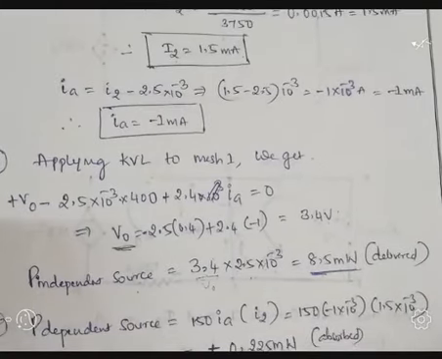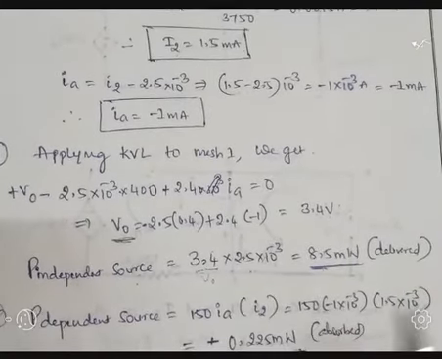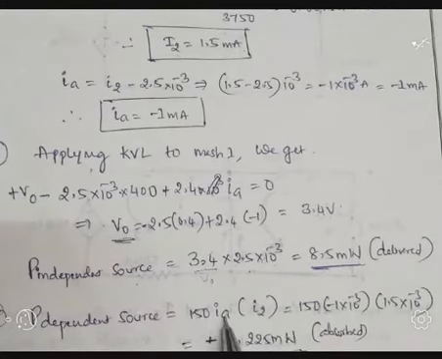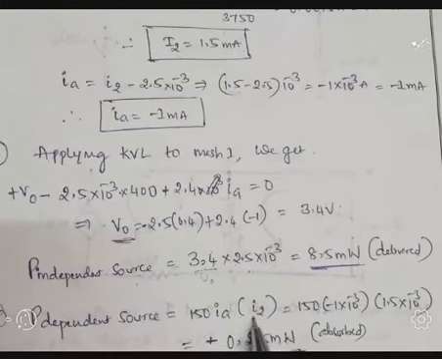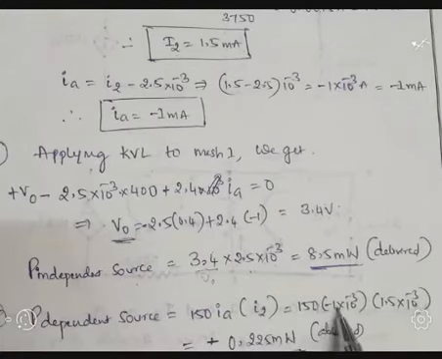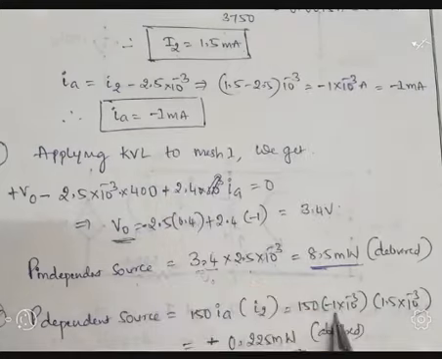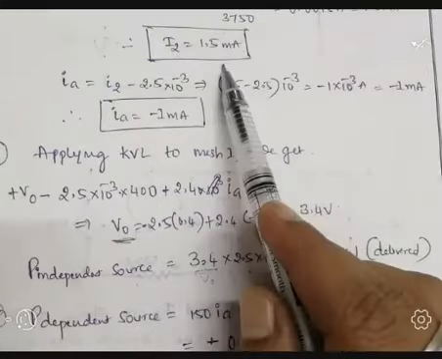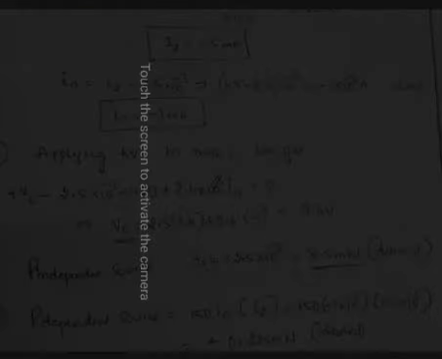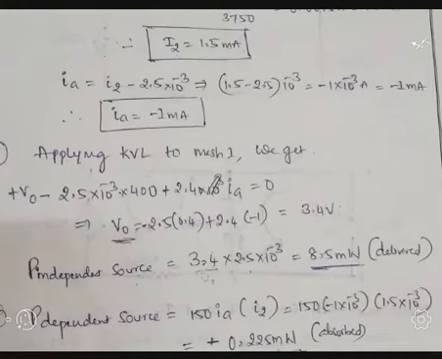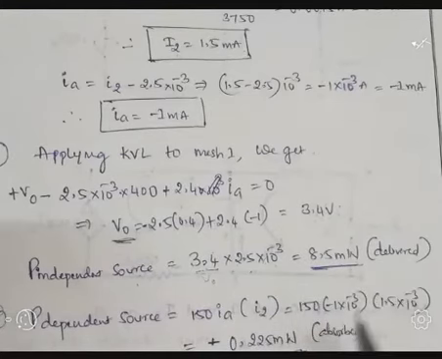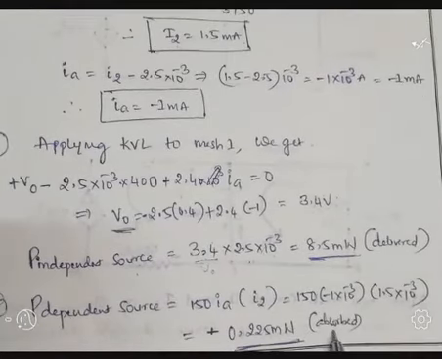Similarly, the last parameter we have to calculate is the power delivered by the dependent source, which is equal to V into I. V is the 150 I voltage source, multiplied by the current I2 flowing in that loop. Hence 150 IA into I2. Substitute the value of I2: IA is 1 milliampere, and the value of I2 is calculated as 1.5 milliamperes. Do the simplification and we get the answer as minus 0.225 milliwatt. Plus indicates delivered, minus indicates the power is absorbed. So this is about this example.